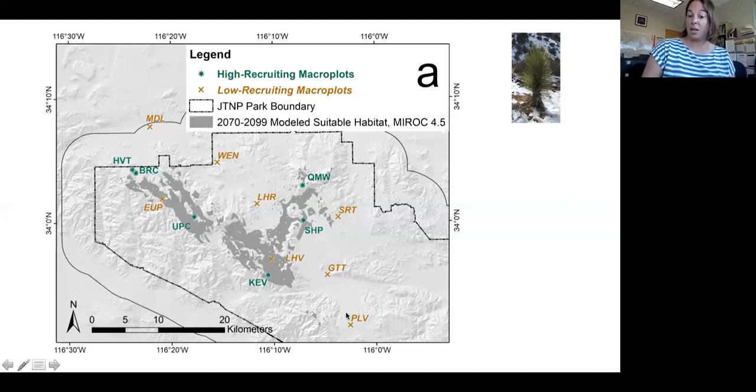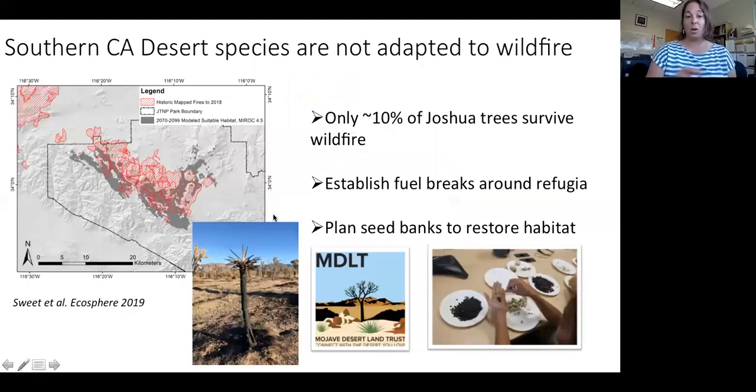At some of these plots way away from what we predict are Refugio, we're almost seeing hardly any recruitment at those specific plots. There are certainly young Joshua trees throughout the park, but a tendency towards more in these gray areas. So we're already seeing a shift. Sadly, as I said, California desert species aren't adapted to wildfire.